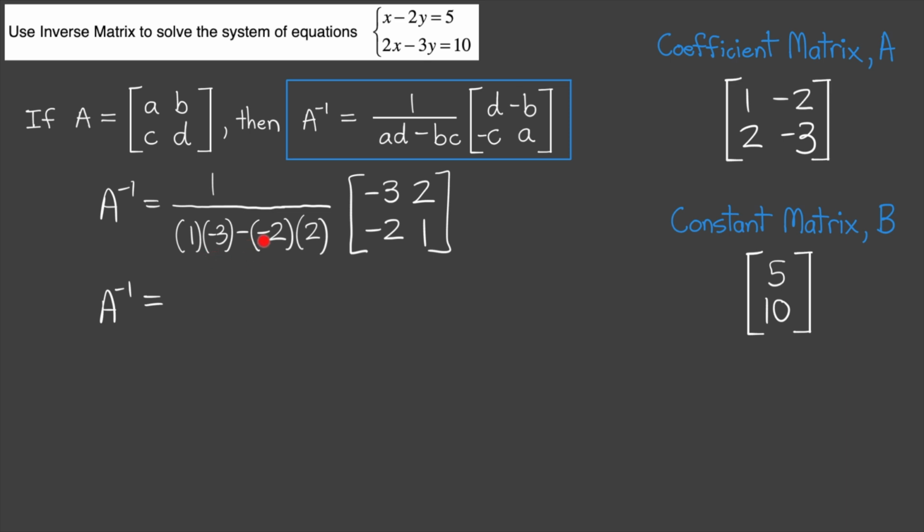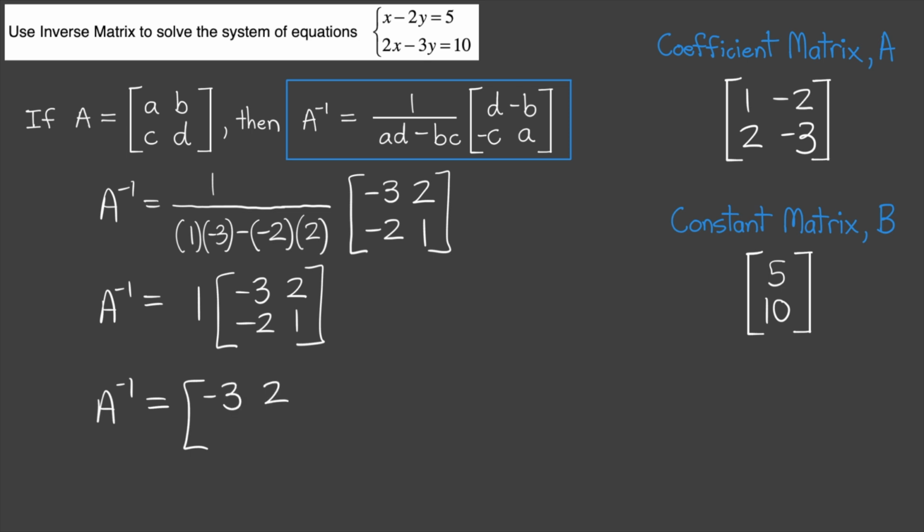And then this ends up being positive 4, which is 1. So 1 over 1 is 1. So we have negative 3, 2, negative 2, 1. All right. And then the 1, when we distribute the 1 in here, we would normally distribute this number to all four of these numbers, but since it's 1, it just ends up being this matrix. So our inverse matrix for our coefficient matrix is negative 3, 2, negative 2, 1.